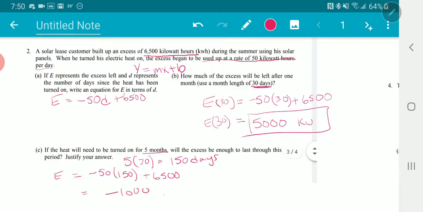What this negative number for kilowatts actually means is that you don't have enough. You have a shortage, okay? I have a shortage of 1,000 kilowatt hours. So that's reading into the real life situation of it. What does that negative number mean here? It means there's a shortage.